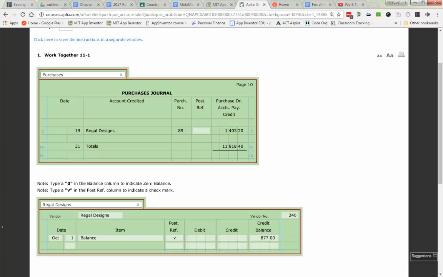So let's do that. I happen to have that one open, we'll put the date on there of the 19th. Nothing goes in the item column. That will stay blank. Post reference is going to be P what? Nope. 10. Because it's the Purchases Journal, page 10. Okay, so again, Purchases Journal, page 10. 89 was the original purchase invoice number, but we are saying we are getting this from the Purchases Journal, not the Purchases Invoice.